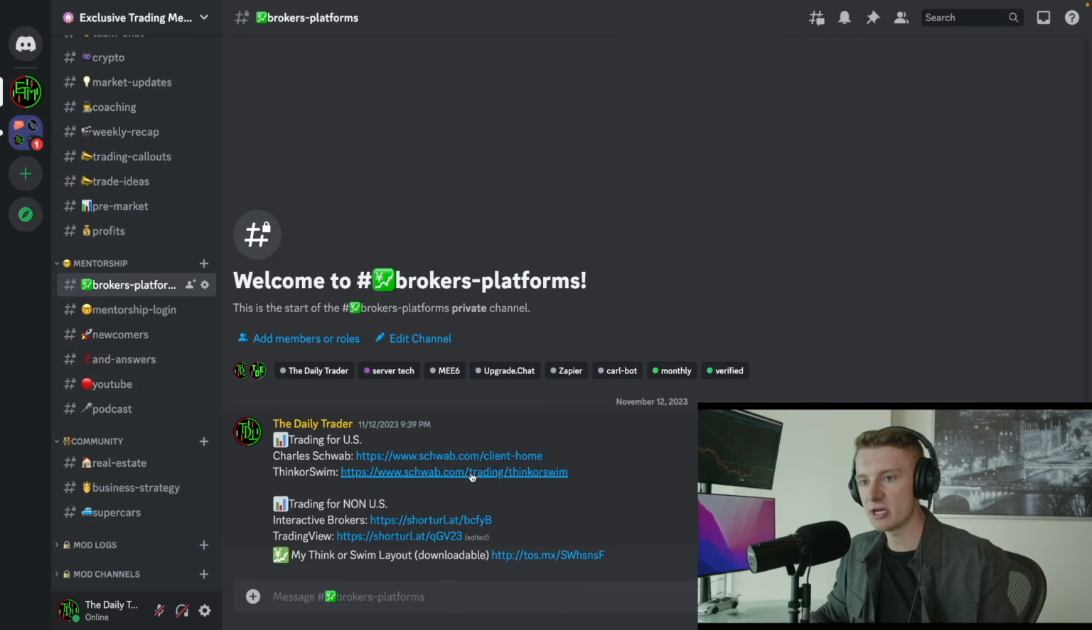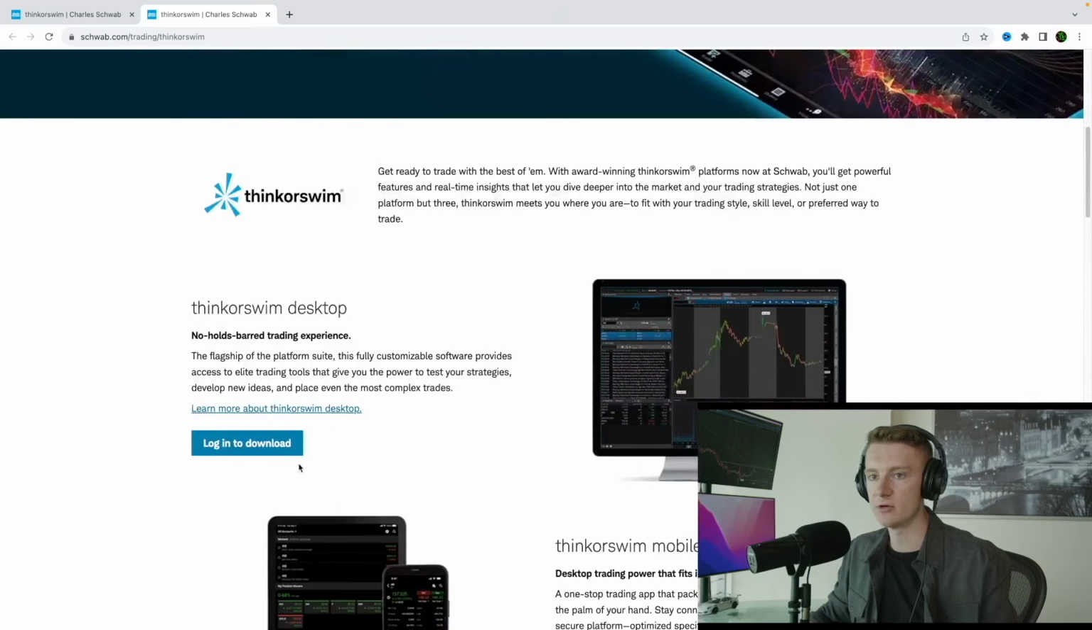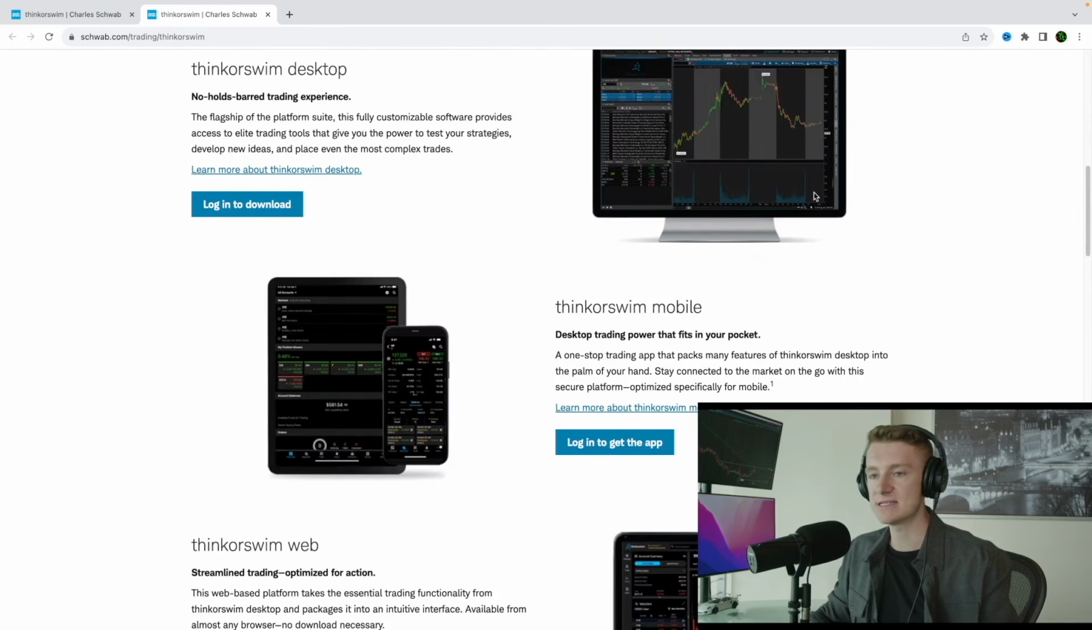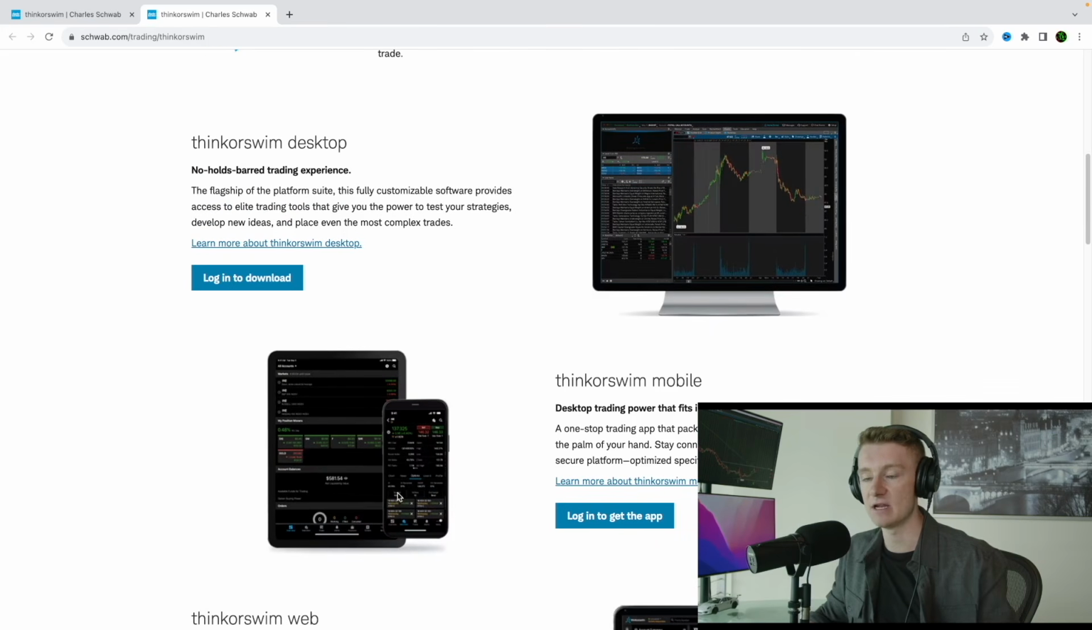And next, you want to make sure that you download ThinkorSwim. Just download the ThinkorSwim desktop and mobile version so you can have it on both your phone and computer. Moving forward in all the videos, I will be using ThinkorSwim desktop. But it's also very handy to have it on your phone as well. So again, just click login to download and then log in to get the app. Then you're going to use your Charles Schwab login and go ahead and download ThinkorSwim. And then you can go about logging in to the TOS.